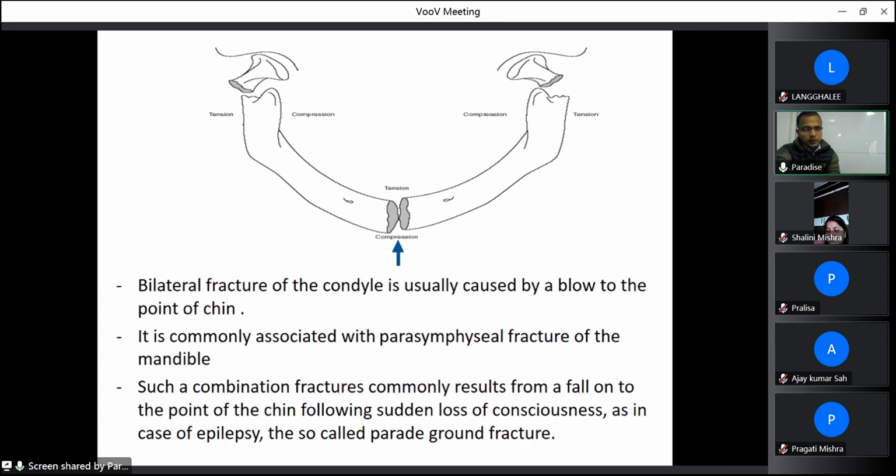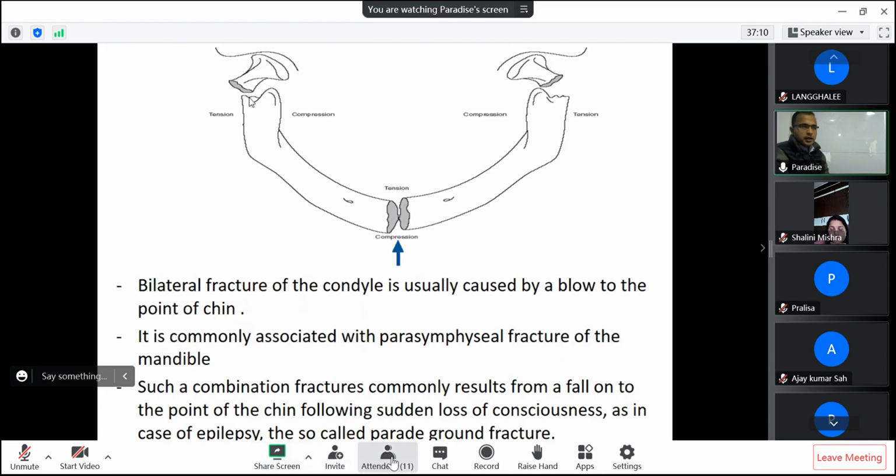Commonly, you will find that bilateral or unilateral condylar fracture is associated with anterior mandibular fracture. It may be a symphyseal fracture or parasymphyseal fracture. If the point of trauma is directly on the chin in the midline, there will be bilateral condylar fracture. If the point of trauma is on either the left side or right side, there will be unilateral condylar fracture. Let's say if there is a left side parasymphyseal fracture, then it will lead to a right side condylar fracture.